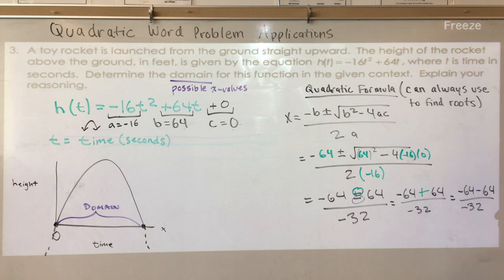So this will give us two answers. This is going to be 0 over negative 32, or just 0. And this will be negative minus a positive, that's still negative. Negative 128 over negative 32. A negative divided by a negative is actually going to make positive 4. So our roots are 0 and positive 4.